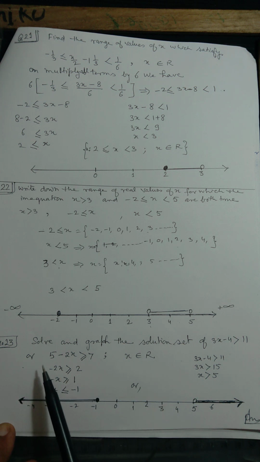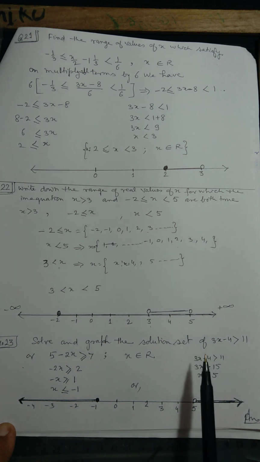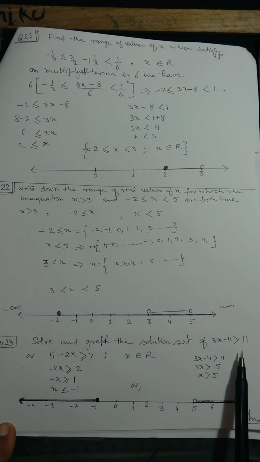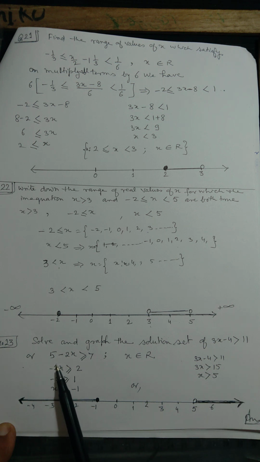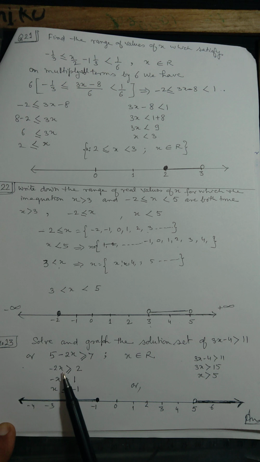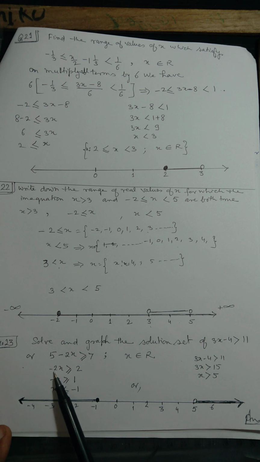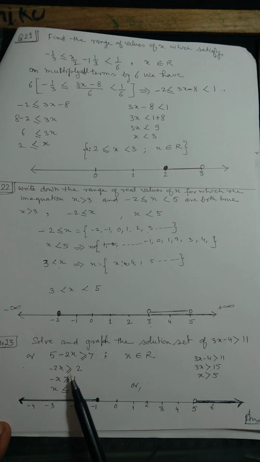Now proceed to question number 23. Solve and graph the solution set of 3x minus 4 greater than 11 or 5 minus 2x greater than or equal to 7. Just solve it: transpose this 5 to this side, you will get minus 2x is greater than or equal to 2. So minus x is greater than or equal to 1. Once you multiply it by minus 1, the sign reverses, so x is less than or equal to minus 1.